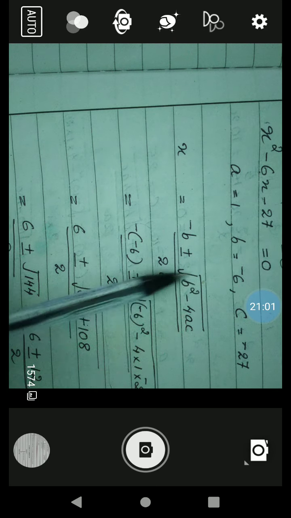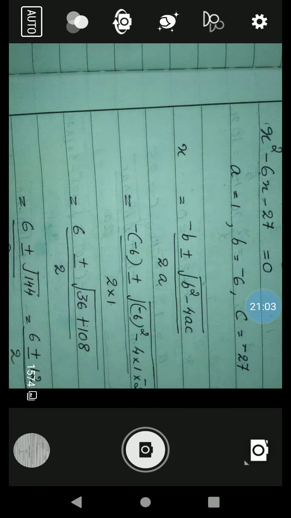This is what? Discriminant. And if b square minus 4ac equal to 0, we can say that the roots are real and equal. If b square minus 4ac is greater than 0, the roots are real and unequal. And if b square minus 4ac is less than 0, the roots are imaginary. They are not real. Okay.